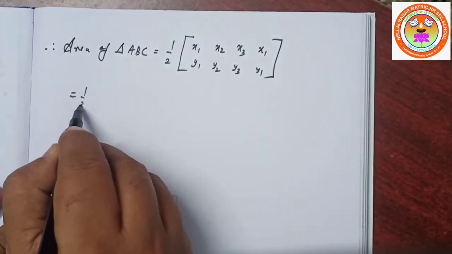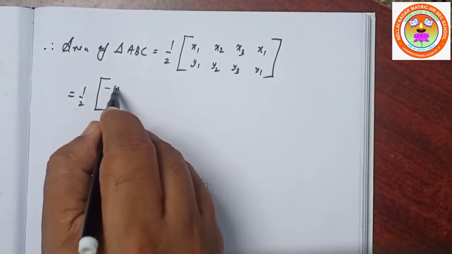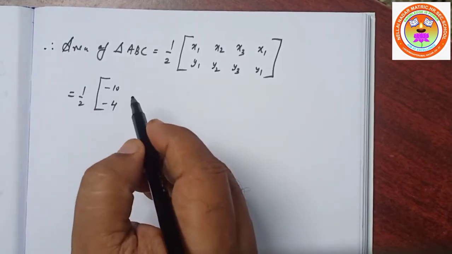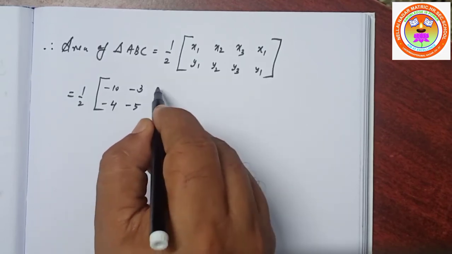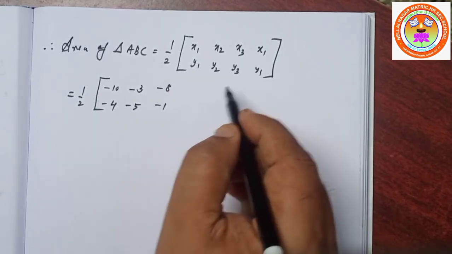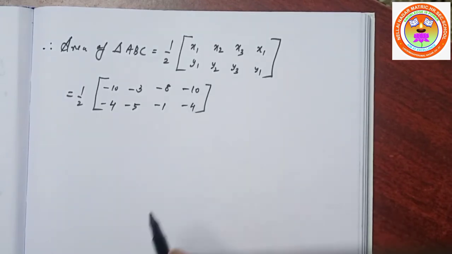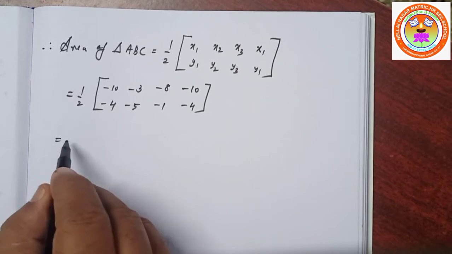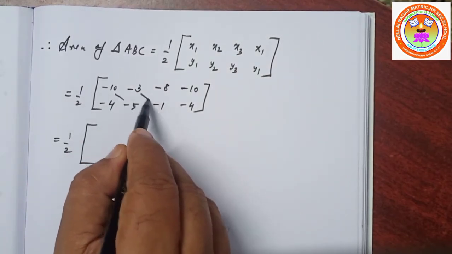That is equal to half into, you know that x1, y1 from the diagram is (-10, -4), x2, y2 is (-3, -5), x3, y3 is (-8, -1). Then you have to write x1, y1 again, (-10, -4). That is equal to half into, you have to multiply these numbers.